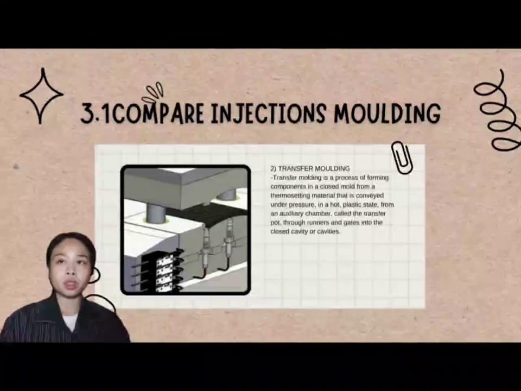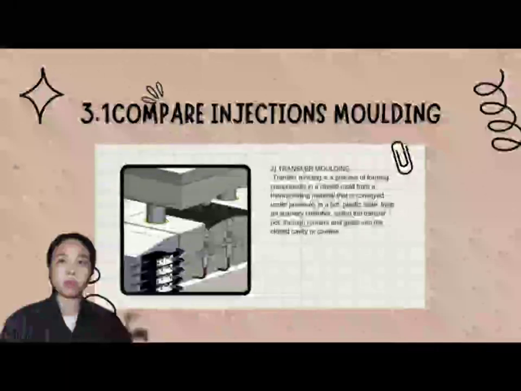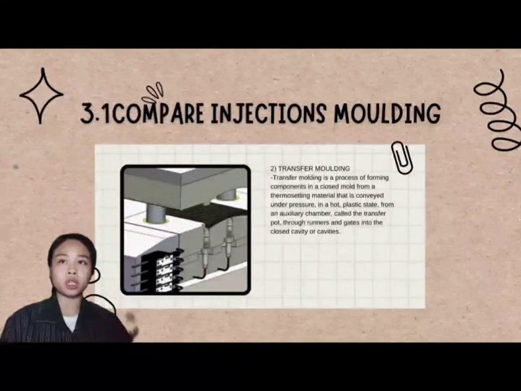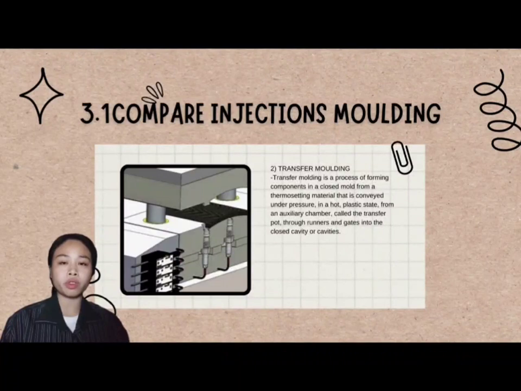Transfer molding. Transfer molding is a process of forming components in a closed mold, where thermosetting material is conveyed under pressure in a hot plastic state from an auxiliary chamber called the transfer pot, through runners and gates, into the closed cavity or cavities.